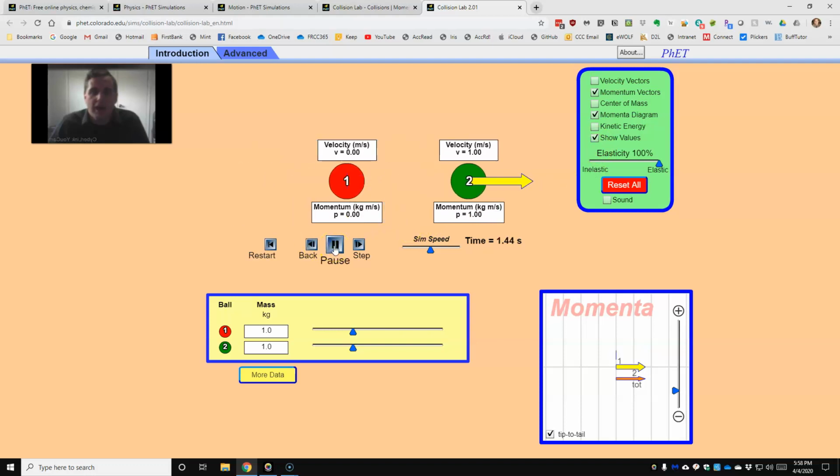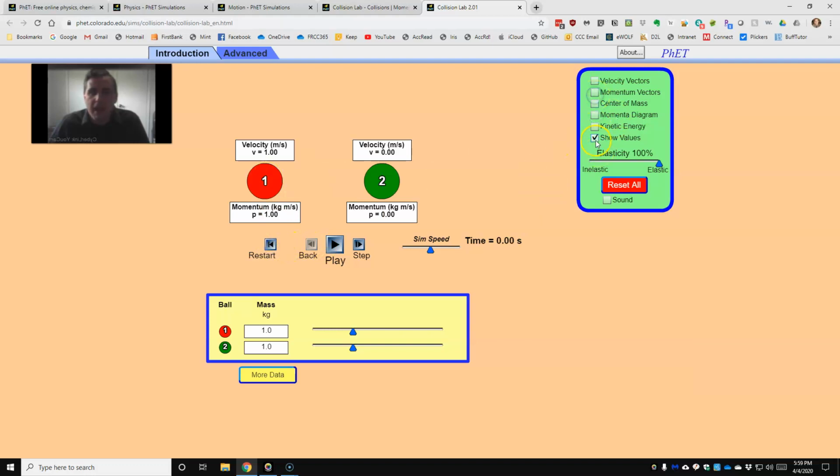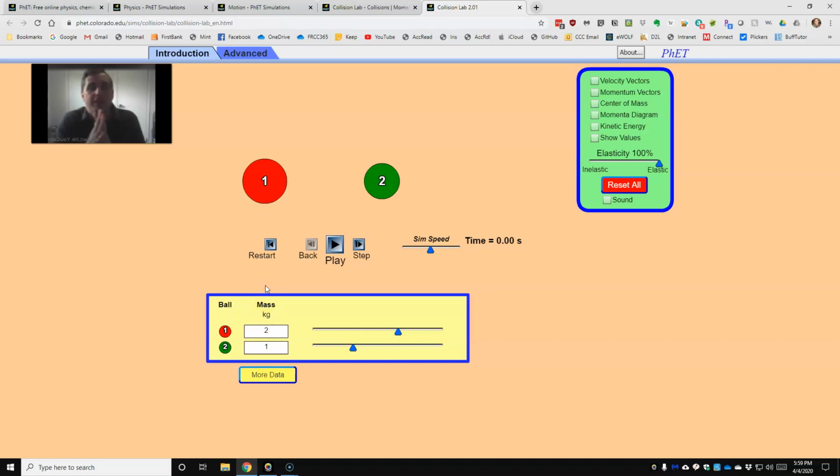Now, let's try another situation. Let's reset this situation with the same two balls, but now let's make a slight change here. Let's have ball 1 be twice as massive as ball 2. So now ball 1 is 2 kilograms, ball 2 is 1 kilogram. Think about what you think should happen in this situation before you come back.